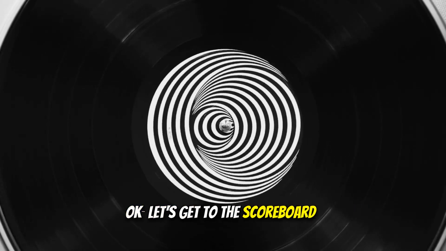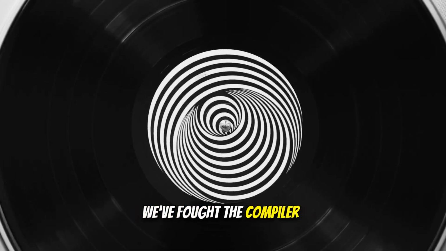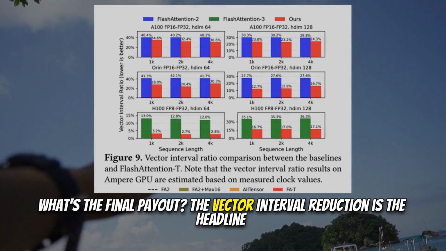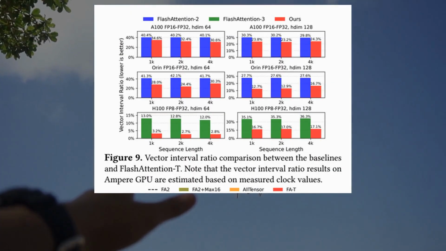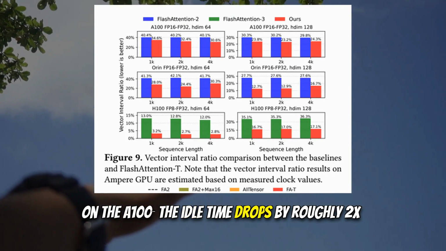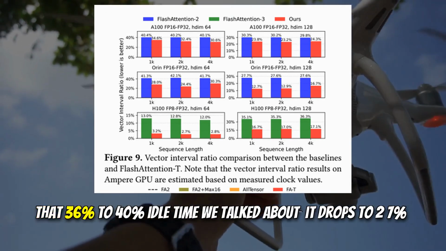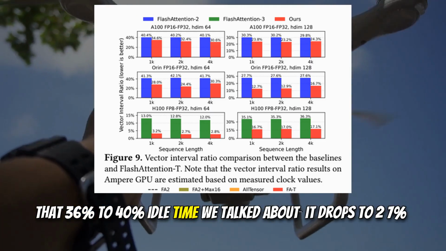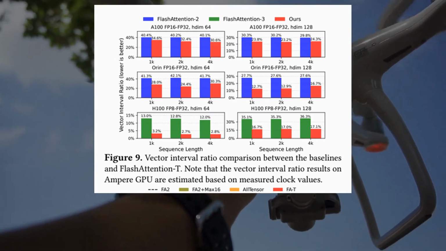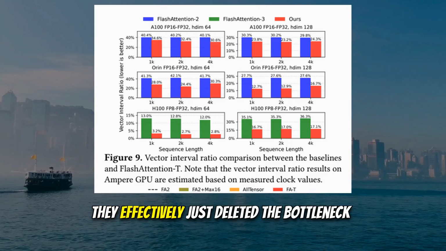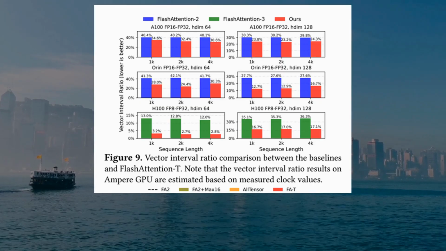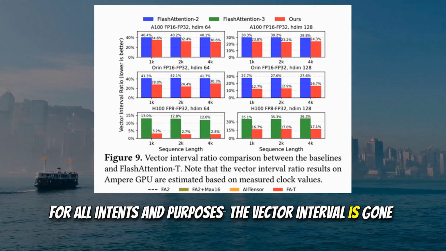Okay, let's get to the scoreboard. We've done the math. We've fought the compiler. What's the final payout? The vector interval reduction is the headline. On the A100, the idle time drops by roughly 2x. But on the H100, it is just spectacular. That 36 to 40% idle time we talked about, it drops to 2.7%. 2.7%. They effectively just deleted the bottleneck. They did. For all intents and purposes, the vector interval is gone.